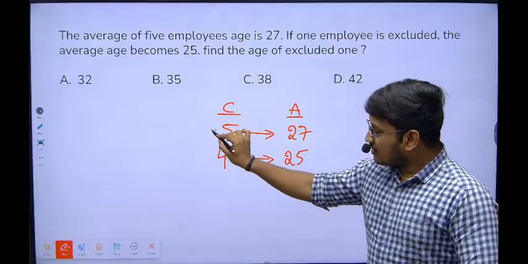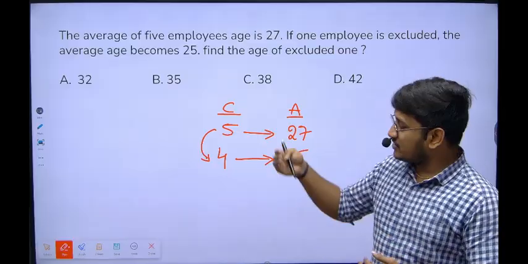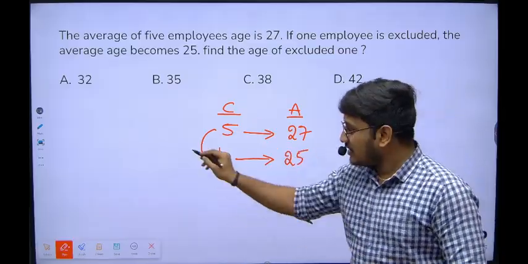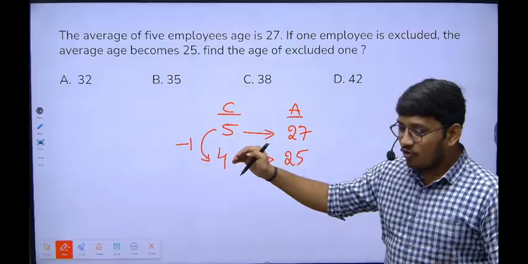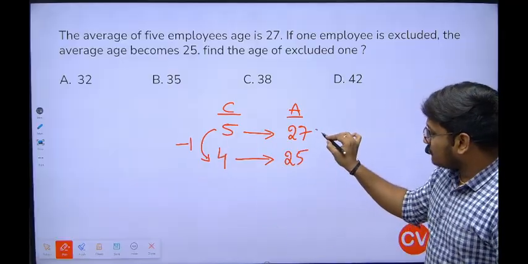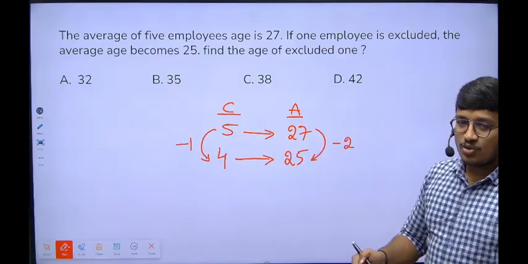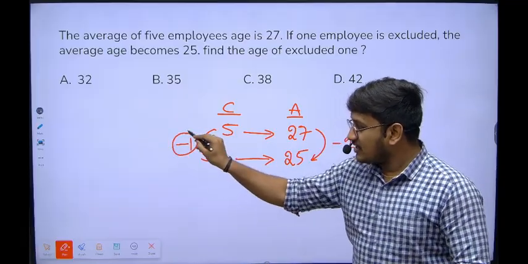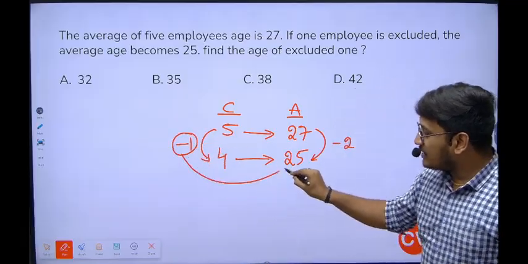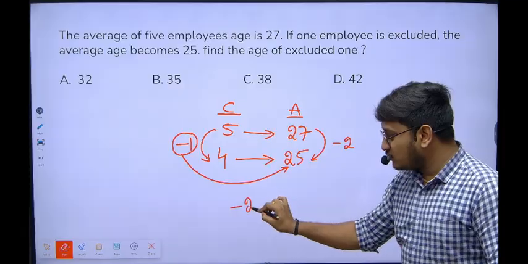Now just observe here, whenever one person is added, the count will increase. When a person is excluded, the count will decrease, obviously. So if it is decreased, you should take a negative value. From 5 it became 4, so minus 1. And from 27 it became 25, which means minus 2, because the average also decreased, right? Now what you need to do, the same procedure, the left-hand side difference multiplied with 25. So minus 1 into 25 will give you minus 25.